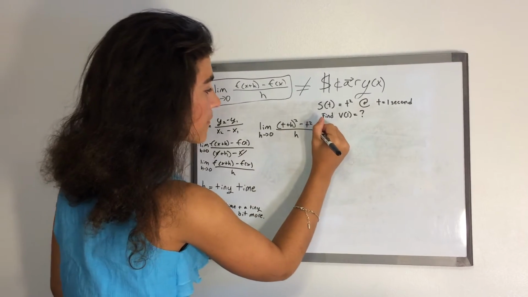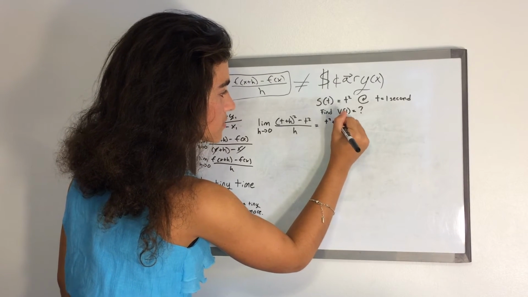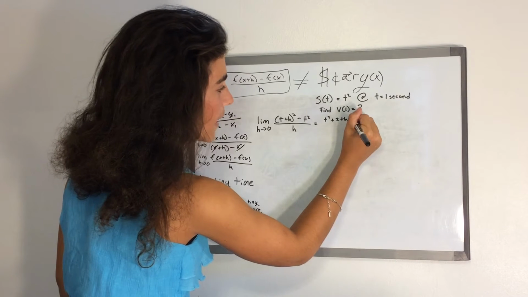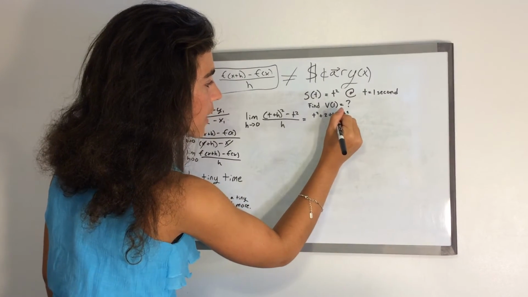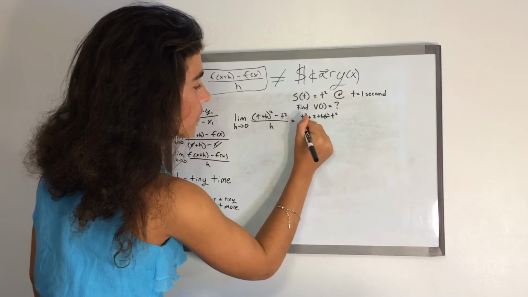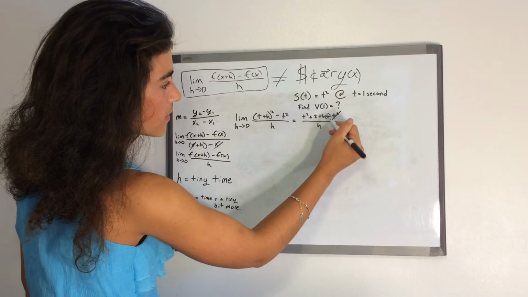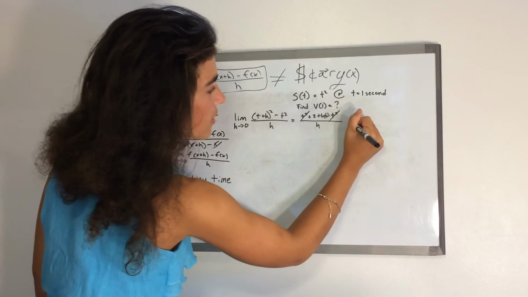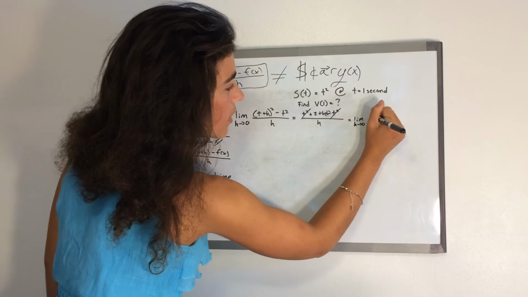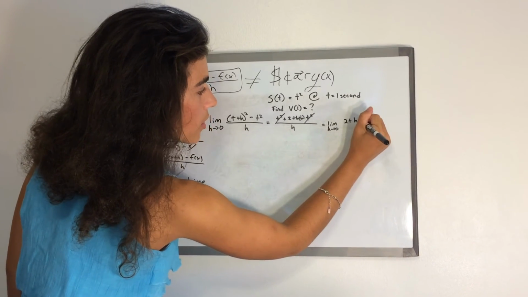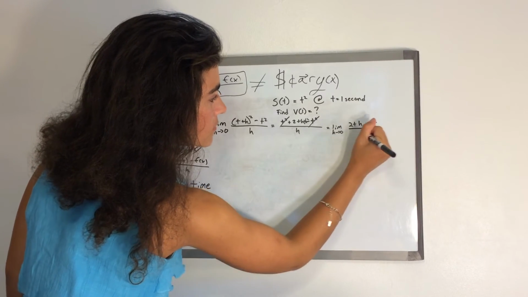So we can simplify this by using the quadratic. t squared plus 2th plus h squared, minus t squared, over h. So this t squared minus t squared cancels out, just subtraction, leaving the limit as h approaches 0 of 2th plus h squared over h.